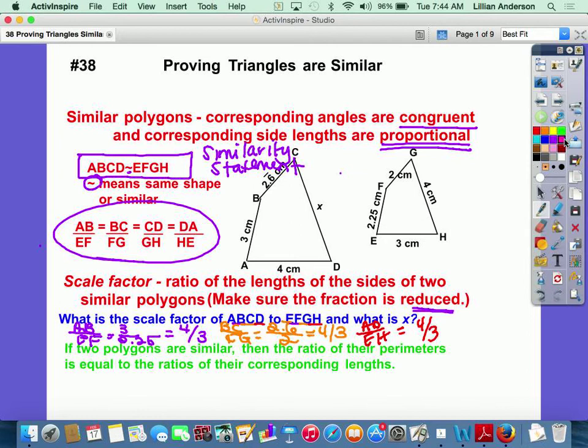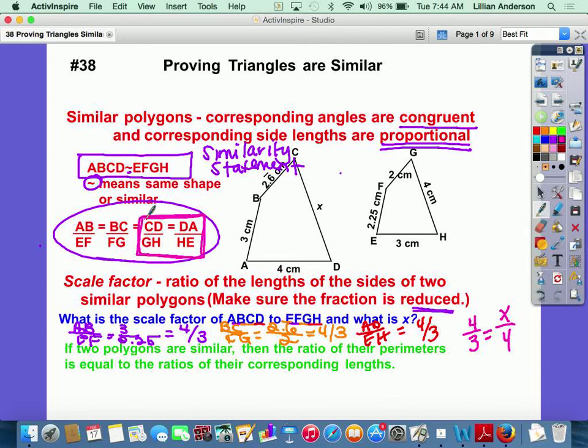So to figure out what X is, I would need to set up a proportion. 4/3 equals X over 4. Okay? Because I just take one part of this proportion that's set up here, so AD and EH, I take this part right here. CD over GH equals DA over HE. Now, I picked AD and EH because these were the ones that didn't have the funky decimals in them, okay? They were just my solid numbers.